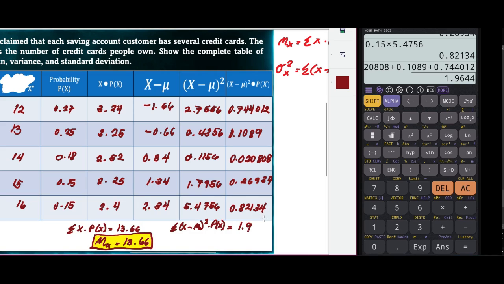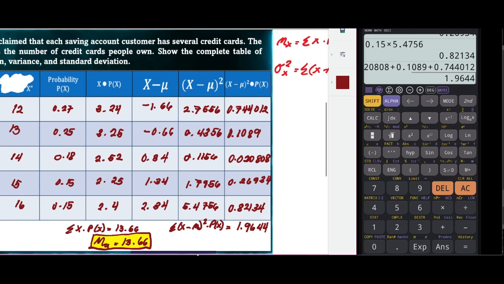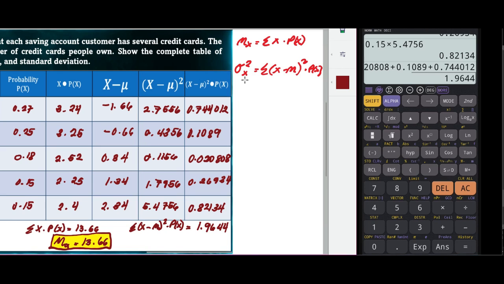Okay, so the correct answer, the variance natin dito is 1.9644. Okay. So para naman makuha natin class yung standard deviation, ang gagawin naman natin to get the standard deviation, i-square root lang natin yung ating variance, no? Square root of variance. So since ang value ng variance natin is 1.9644, okay? So ang gagawin lang natin class is i-square root lang po natin 'yan.